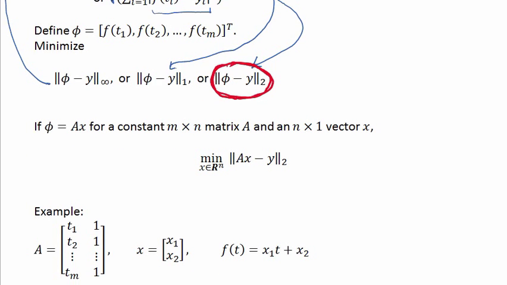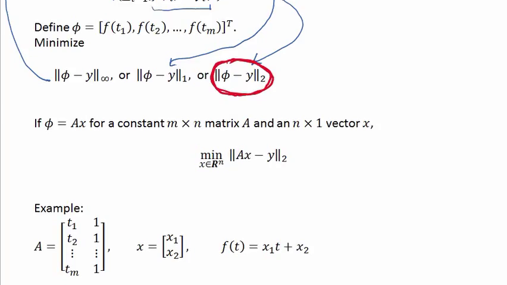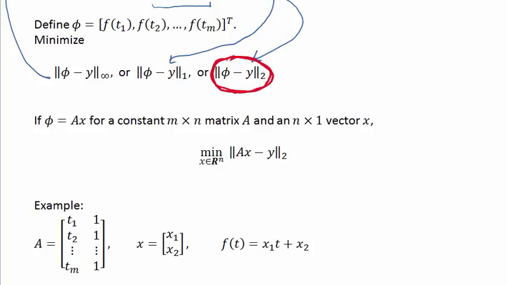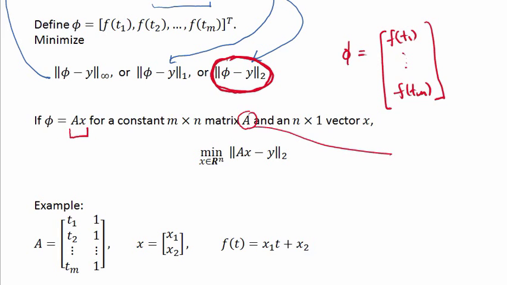Okay, so in order to make that nice simple conclusion to the problem, we have to make one more big assumption. So this vector phi, remember phi consists of the values of the candidate fitting function, whatever it is. And now we want to be able to claim that we can write phi as the product of a matrix A times x, where this matrix A depends on the t locations, the t1 through tm, but not on the data.